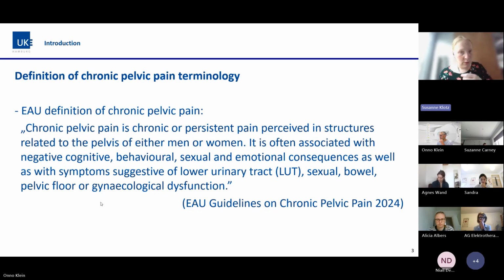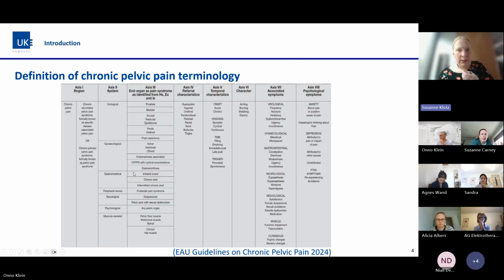The definition also emphasizes that it's associated with psychosocial symptoms, so it is quite a holistic definition. But as I said, it's just one example. Next slide, please. The next slide is kind of a busy slide. I'm not going to guide you through all of these axes. It's just to show you how complicated pelvic pain terminology is, with so many axes, and this is the reason why you might hear different terms and different definitions during this webinar.